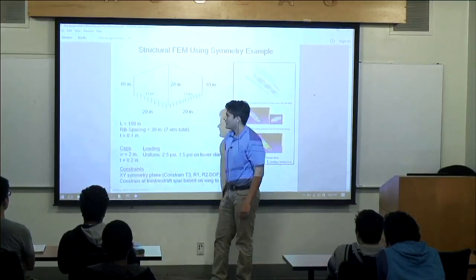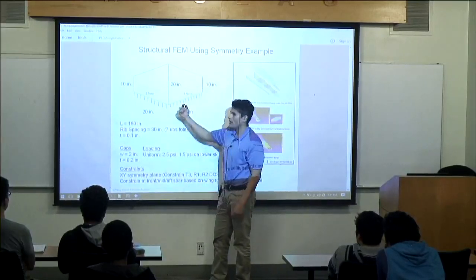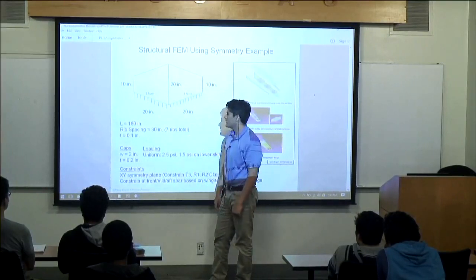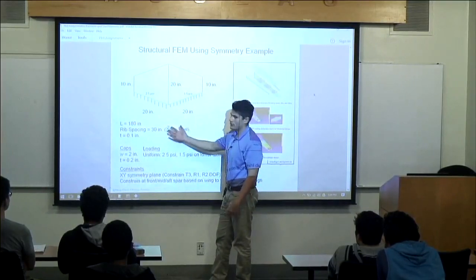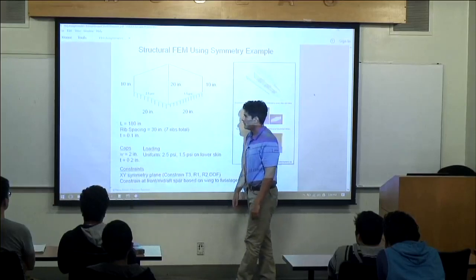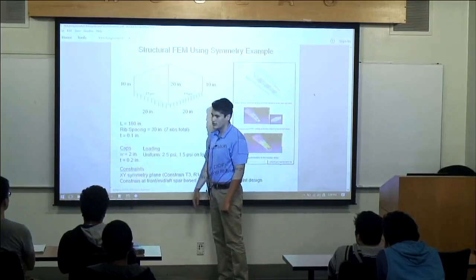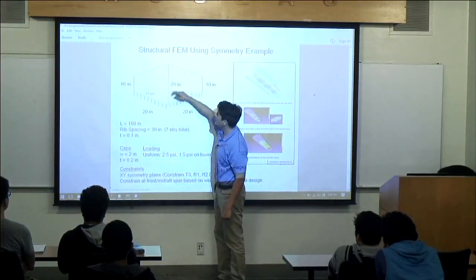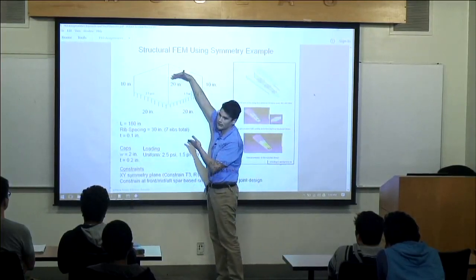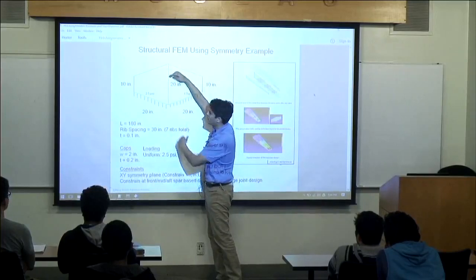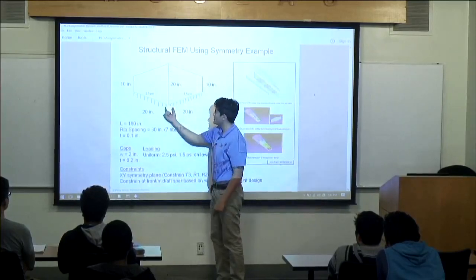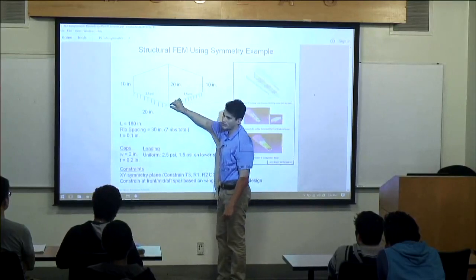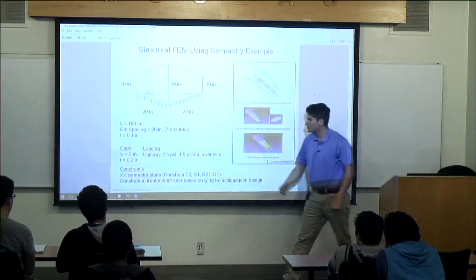Upper skin. I said make it 180 inches long out of plane. Throw in 7 ribs at 30 inches apart. I'll make everything 0.1 inches thick. And then for the caps, which are right here, think of it as an I-beam or a C-channel, either or. The cap would be 2 inches this way and 0.2 inches thick. And that's what I modeled.